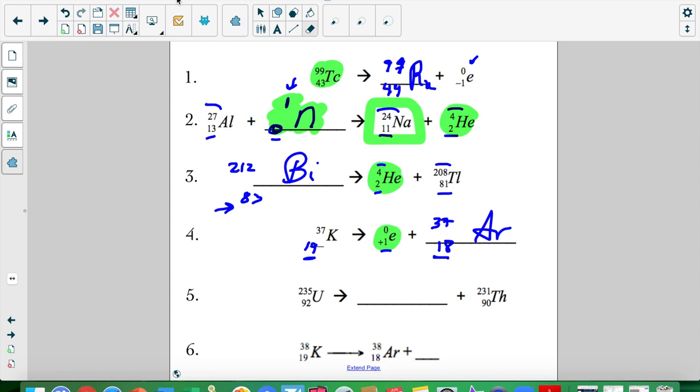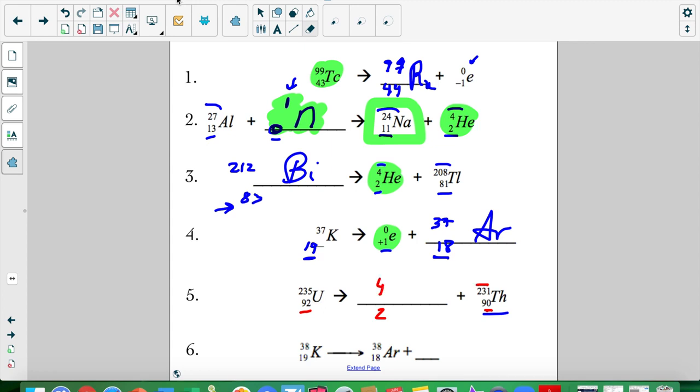Two more. So then we have uranium here that is going to transmute into thorium, but what is the particle that was released over here? In order to know what the particle released was, we need to figure out what happens to the atomic number and the mass number. So what number plus 90 equals 92? That's going to be 2. And what number plus 231 equals 235?